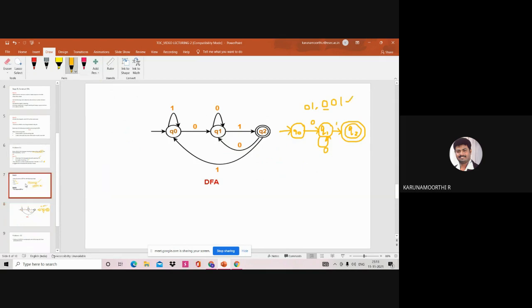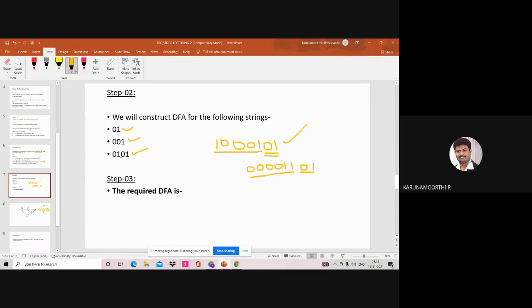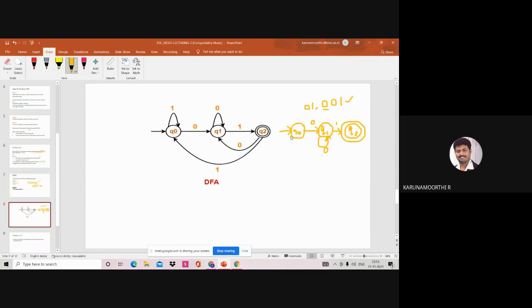What about the string 0, 1, 0, 1? How is it possible? See 0, 1. I can make a transition from Q2 to Q1, I can put 0 here. So now 0, 1, 0, 1 is accepted, right?